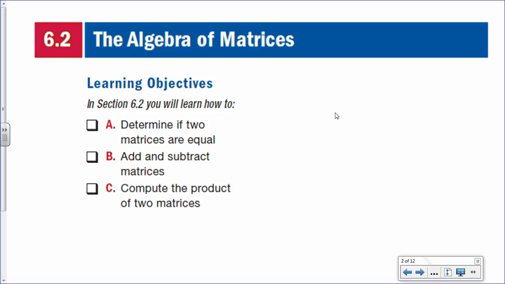then multiplying. The first few operations that we do, addition, subtraction, multiplying by a scalar, are all pretty basic. Multiplying matrices will look a little bit different, but it's still not too difficult, it's just not as straightforward as the others. Okay, so we will do A, B, and part of C today.